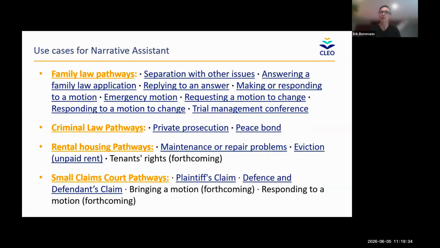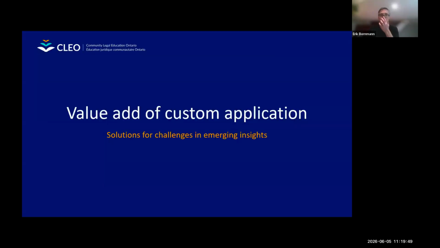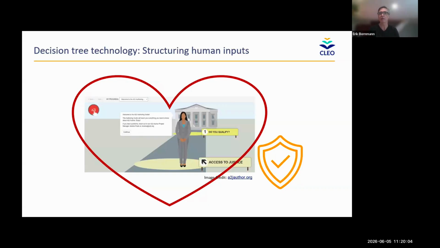And while the example I demonstrated was a family law emergency motion, we see a need to support narrative outputs in many of CLEO's guided pathways, including several that account for most of the 7,000 or so pathway visits we get each month. However, our research also required us to confront challenges inherent to Gen AI. These are challenges that we had to develop our custom application to address. Several factors contribute to these challenges, but the most vexing was the inherent variability of human inputs. With human input variability, we're contending with errors or omissions that introduce inaccuracies that are then processed by the AI.